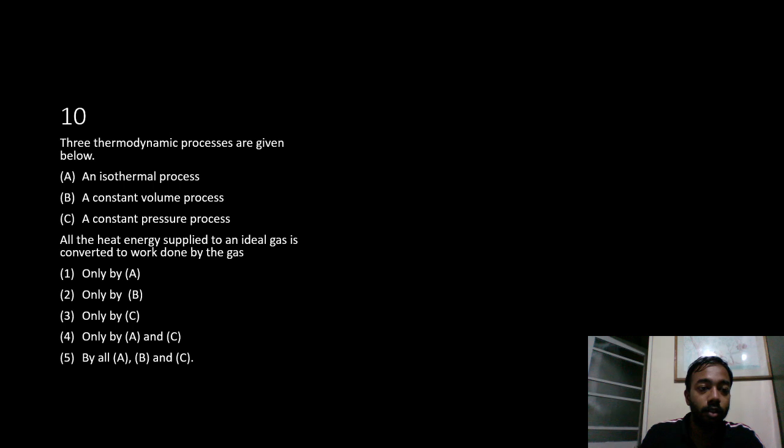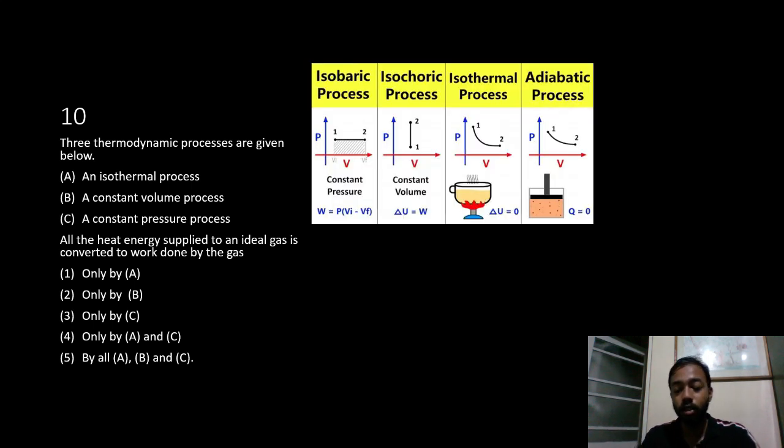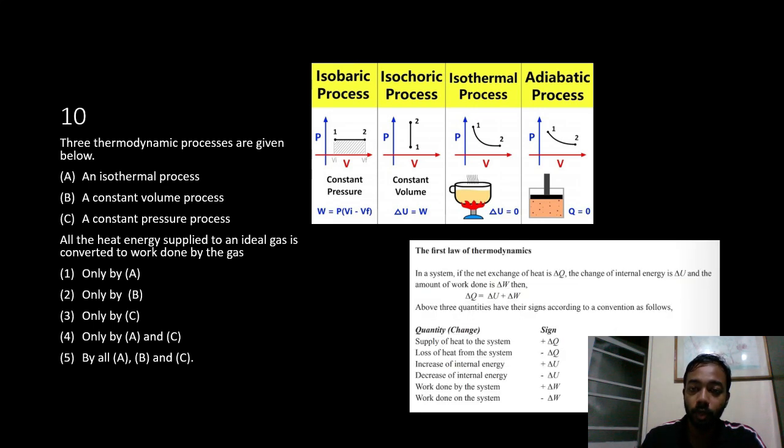Question number 10. Three thermodynamic processes are given below. A, an isothermal process. B, a constant volume process. C, a constant pressure process. In which is all the heat energy supplied to an ideal gas converted to work done by the gas? The answers have been given. You can see the difference of the pressure volume curves with regard to the thermodynamic processes that we are concerned with.